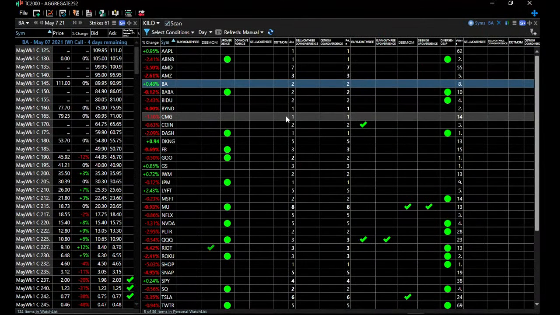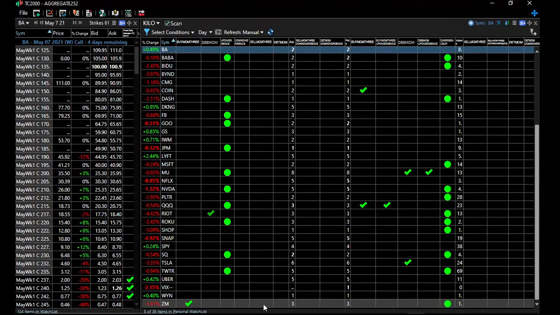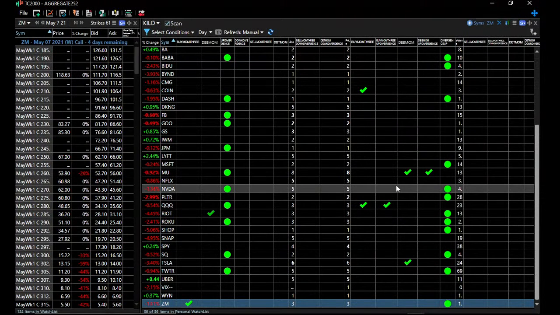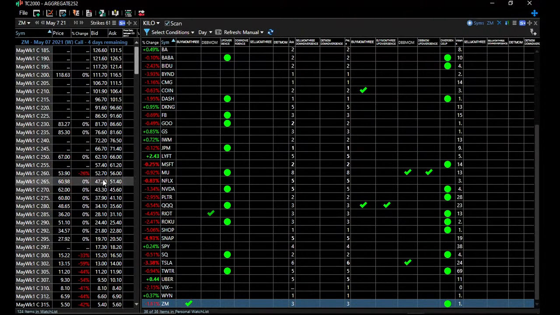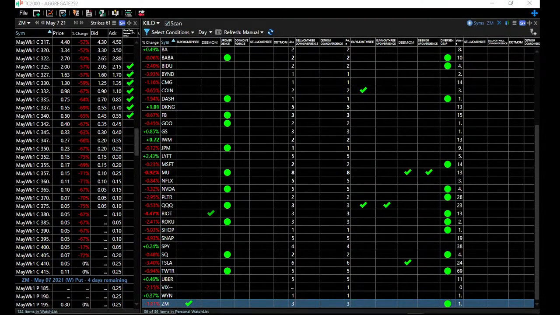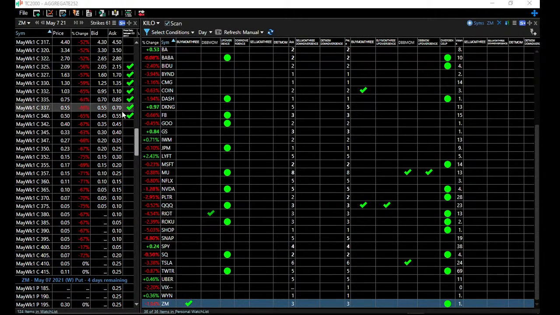Today, I'm looking at Zoom. Zoom is giving me a buy signal. So I'm looking to buy a call on Zoom. Right now, Zoom is trading at 314.34.